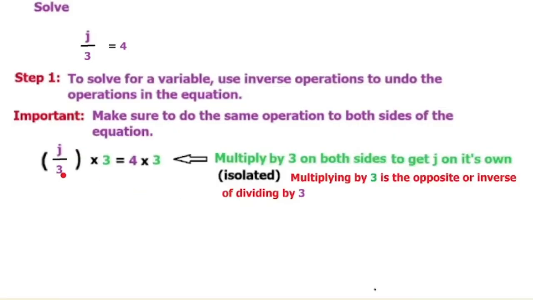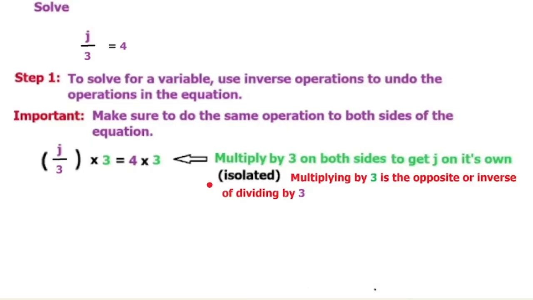So to undo divide by 3, the opposite or inverse of dividing by 3 is multiplying by 3. So we're going to multiply by 3 on both sides. Okay? Multiply by 3 on both sides to get j on its own or isolated.